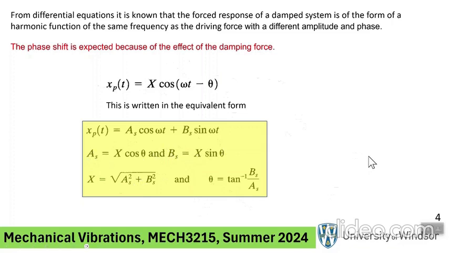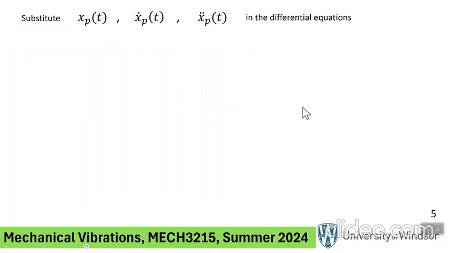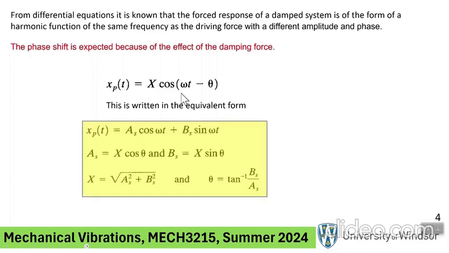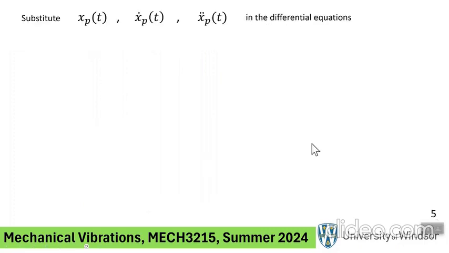So the thing is that we want to get the coefficients As and Bs. Our challenge was to find big X and theta, but we massaged it so that we're down to As and Bs. Get As and Bs. Okay, so you know what x_p looks like.